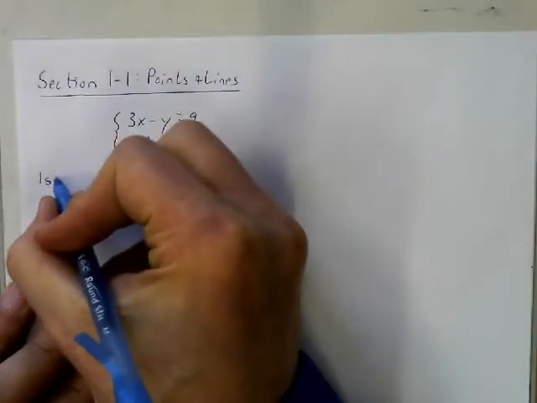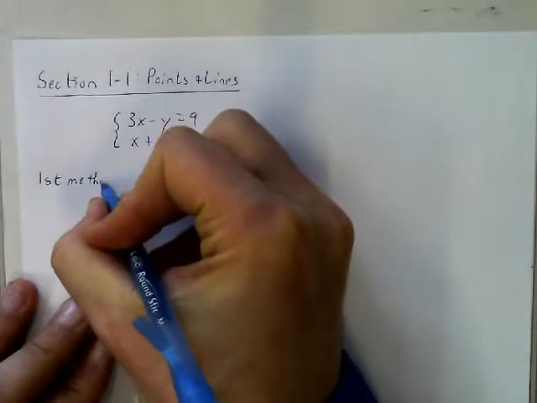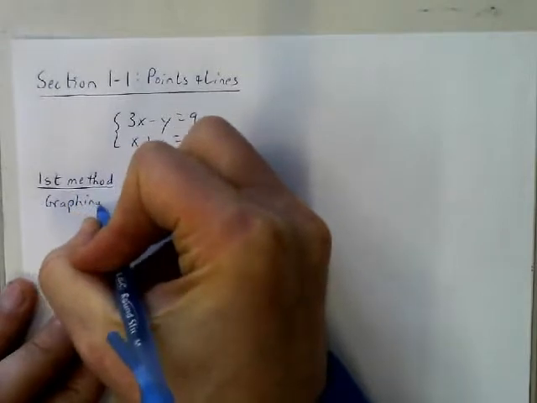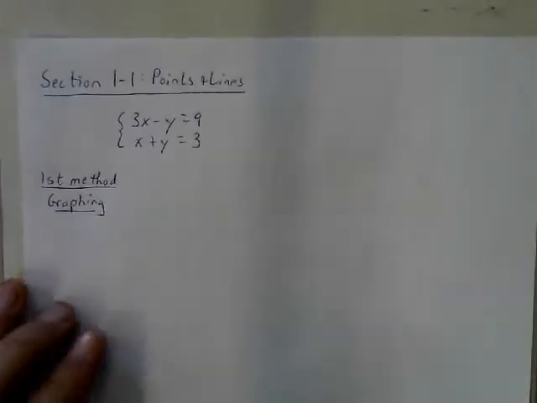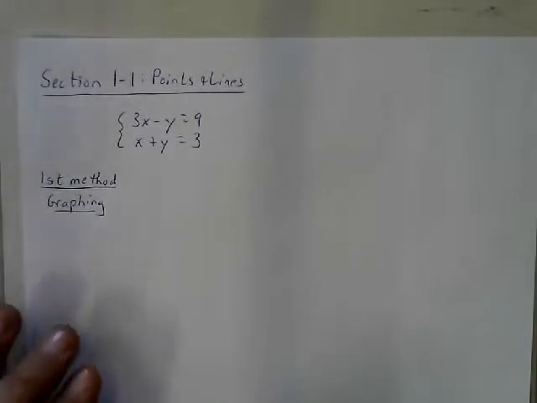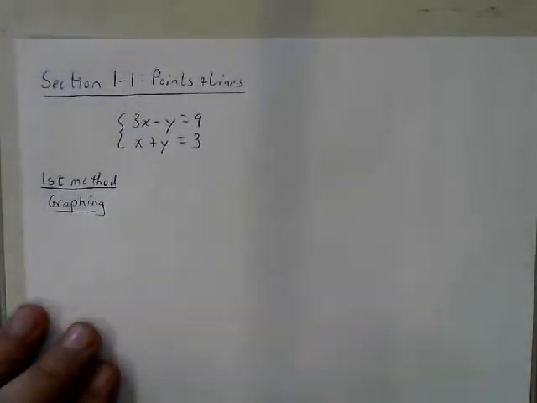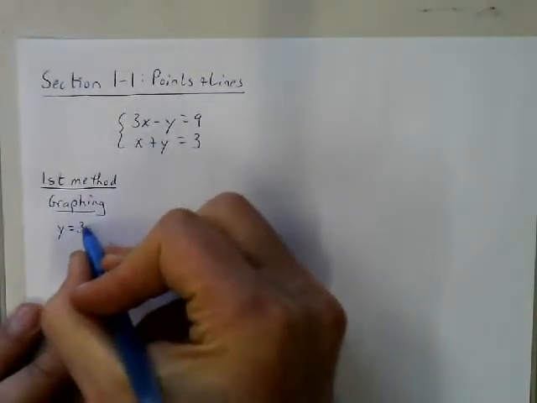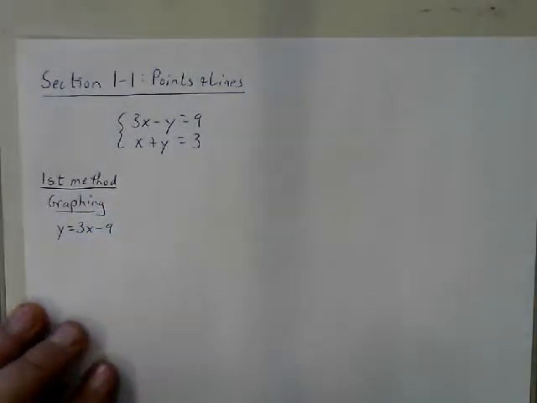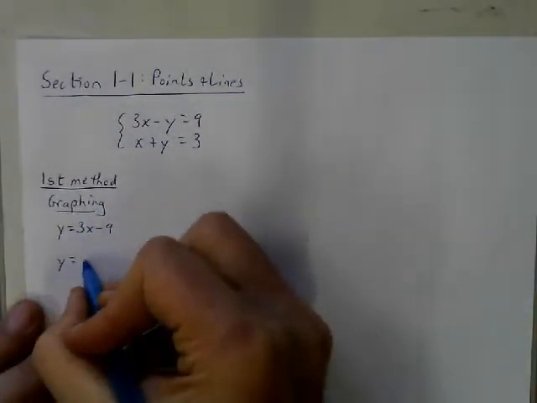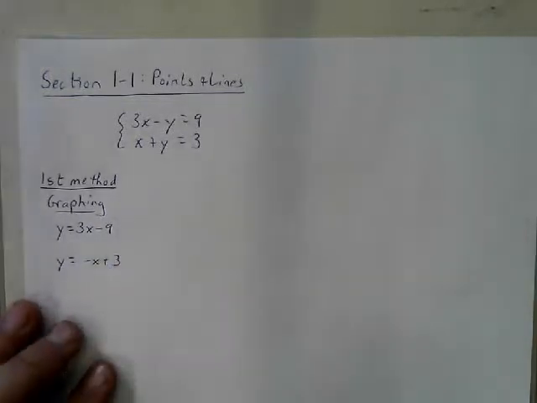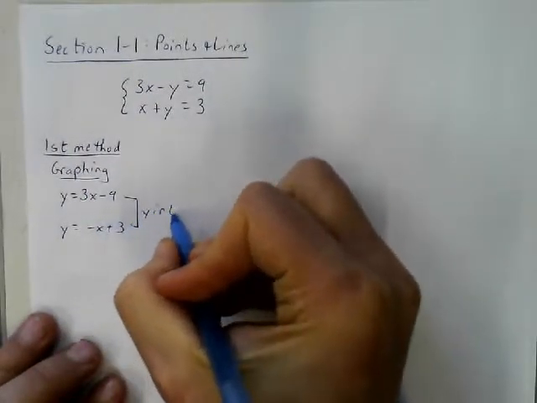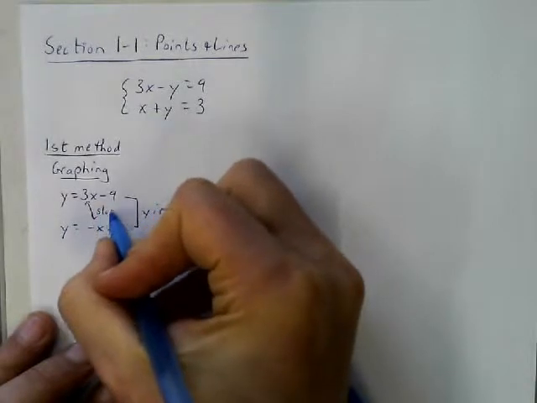The first method is graphing. To graph it, I'm going to convert both of them to slope-intercept form. So in equation 1, if I solve for y, we get y equals 3x minus 9. In equation 2, we get y equals negative x plus 3. As a reminder, these are the y-intercepts, and these are the slopes.